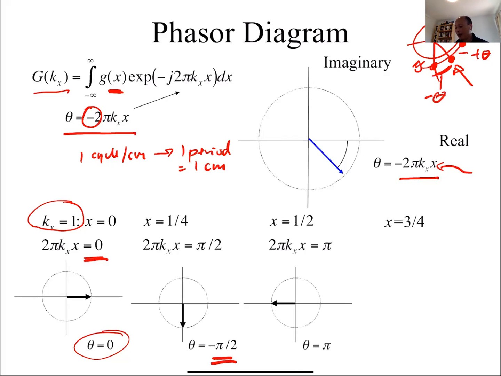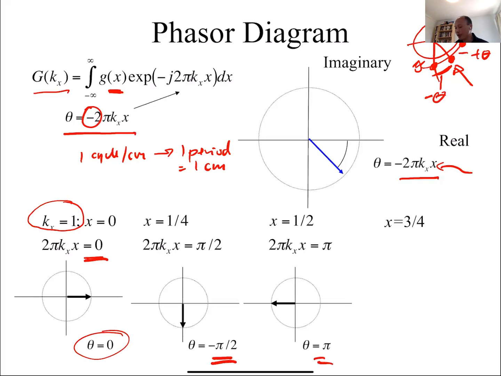Here we have x equals 1/2. And so that's half a period. And so we'd expect the phase to be pi or 180 degrees. And in this case, we can just say theta equals pi because pi and minus pi are the same.